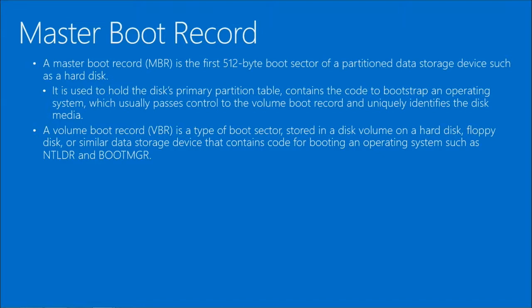The volume boot record is a type of boot sector stored in the disk volume on a hard disk, floppy disk, or similar data storage device that contains code for booting the operating system up. This is information such as the NT loader and the boot manager.